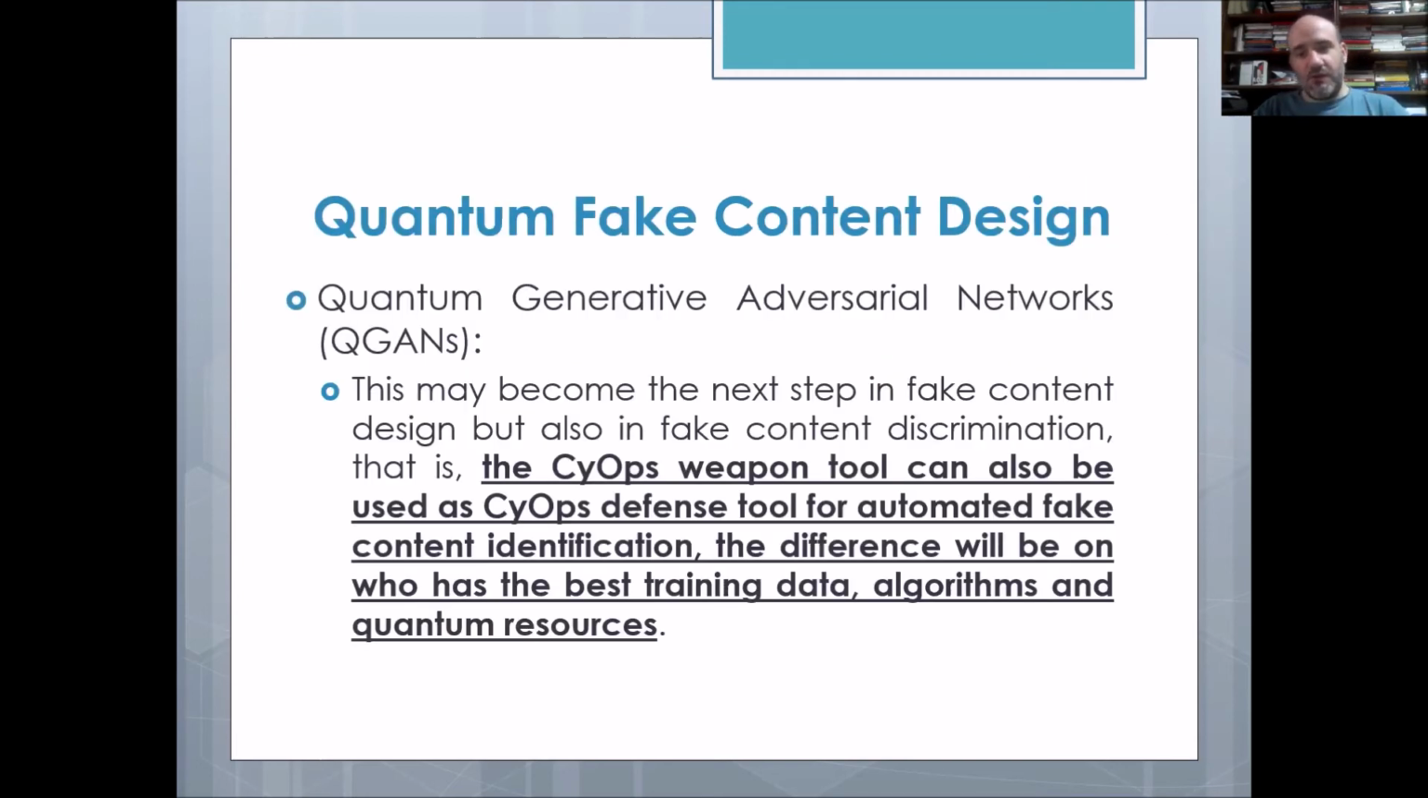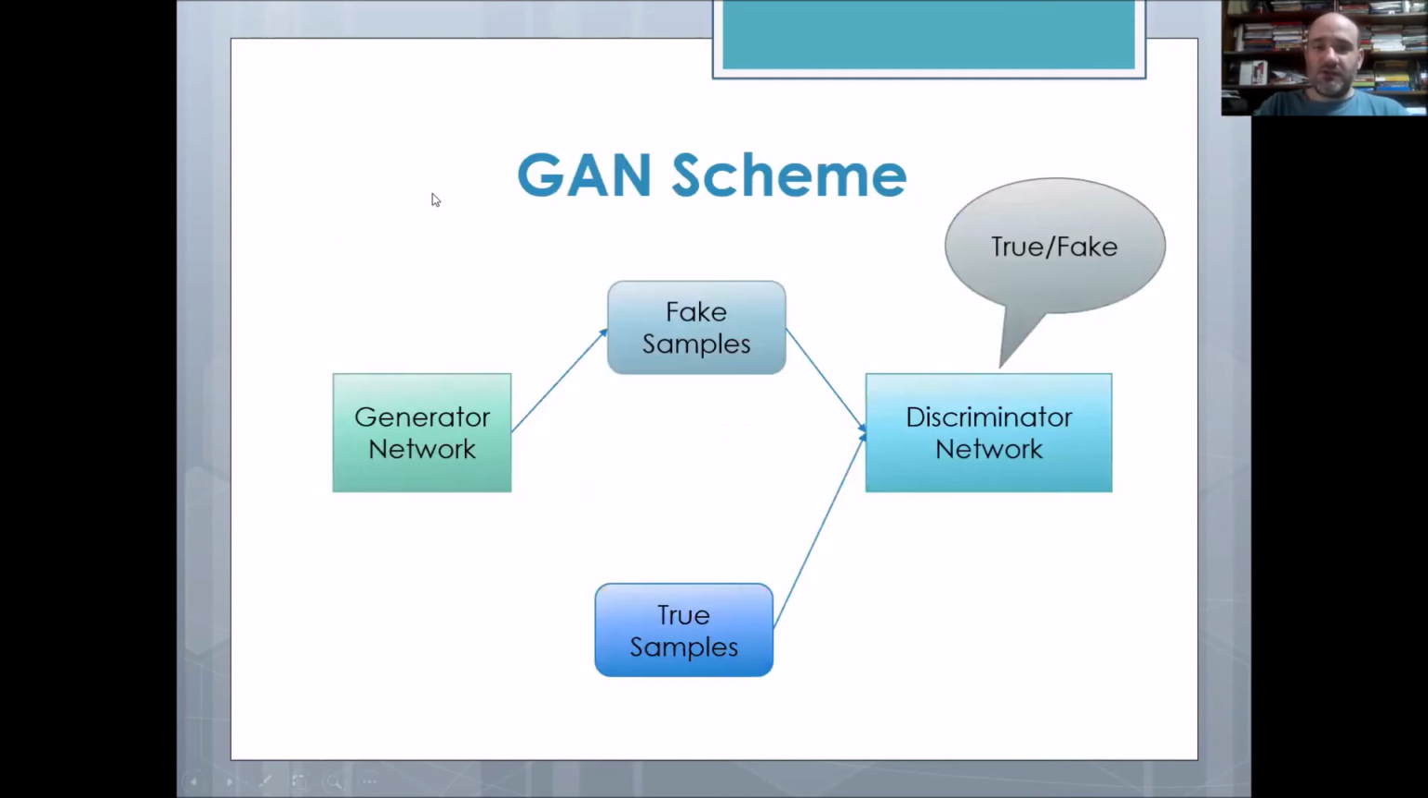Access to quantum resources. Why is this so? Here we have to take into account what generative adversarial networks are and how they function. So a generative adversarial network, or a GAN scheme, is basically a generator network that generates fake samples, and a discriminator network that is trained on fake samples and true samples. And the discriminator network tries to distinguish between true and fake samples. So this is trained in discriminating true from fake, and they are trained conjointly into generating increasingly more fake samples that are increasingly difficult to distinguish from true samples. At the end, we may have a very powerful generator network and a very powerful discriminator network.